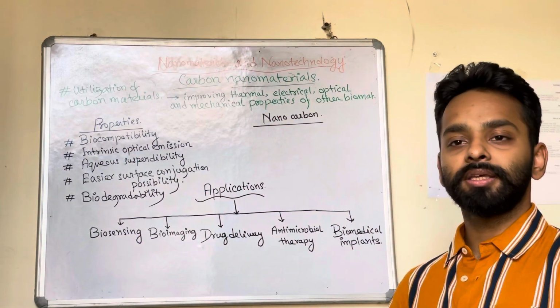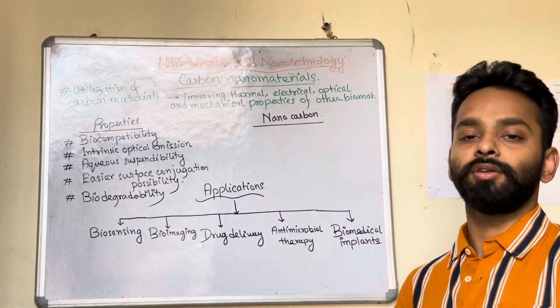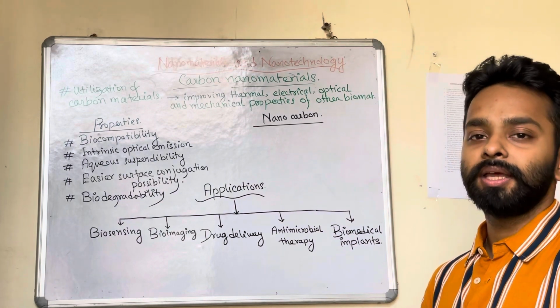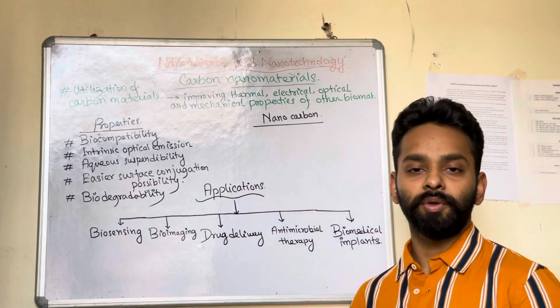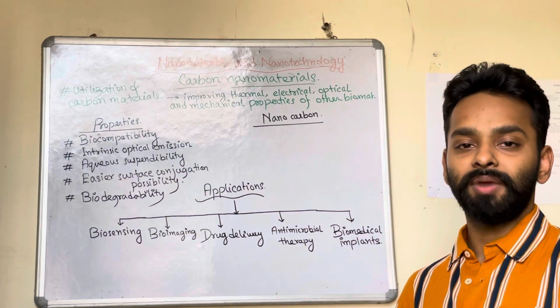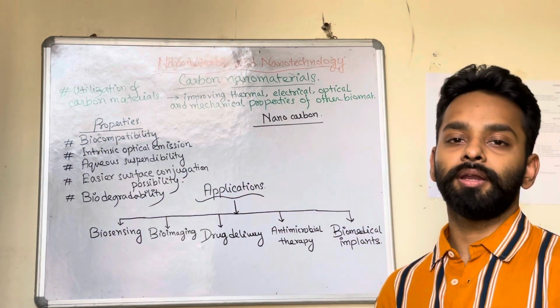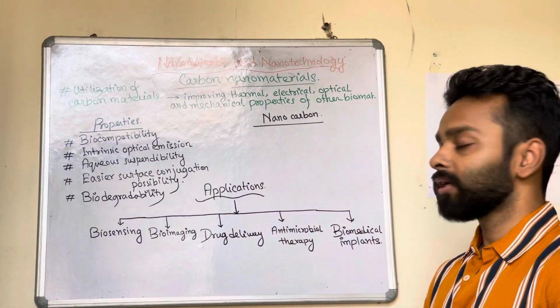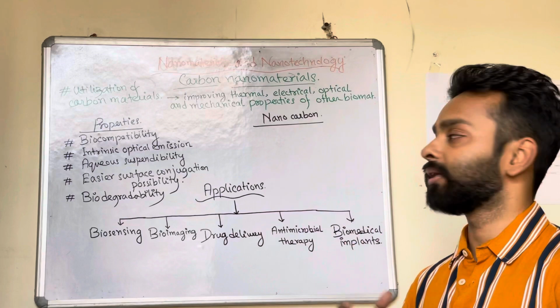Carbon nanomaterials is essentially carbon in the nanoscale, that is 1 to 100 nanometers. As we had discussed previously, in order to call a material a nanomaterial, any one of its dimensions should be 1 to 100 nanometers. So, carbon nanomaterials are carbon in its nanoscale.